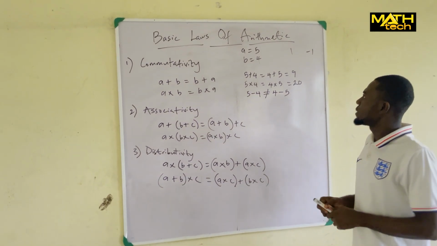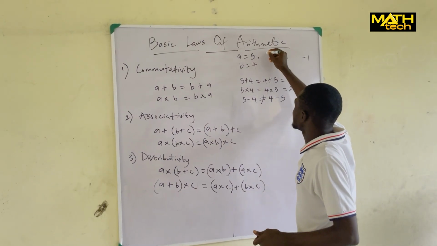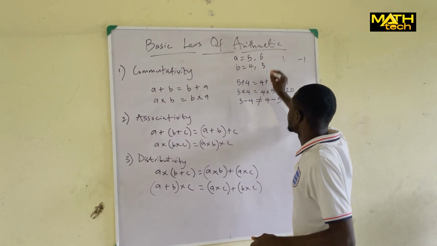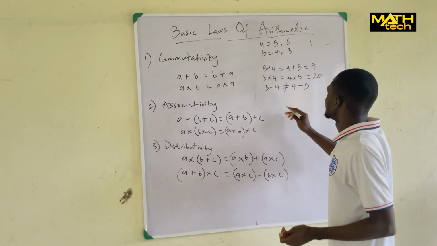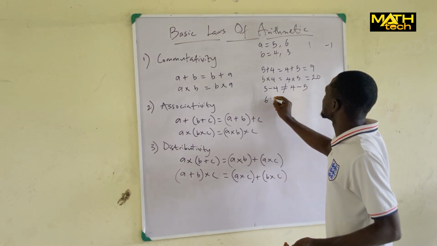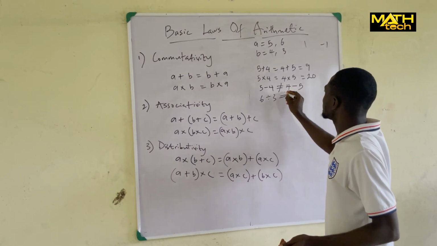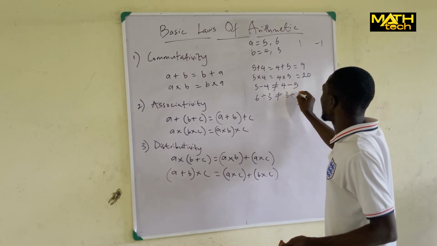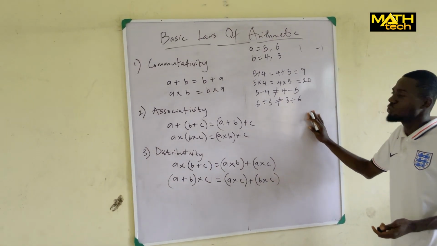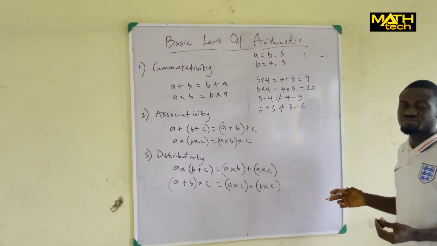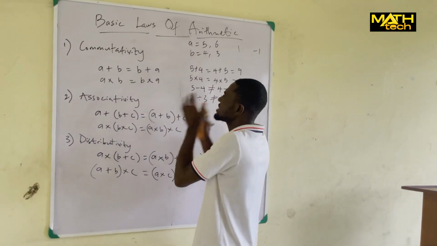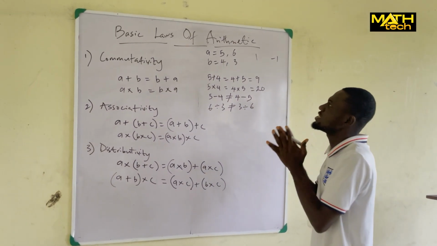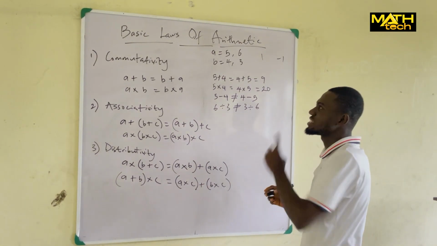No. So let me use another value. Let me say 6 and 3. Now 6 divided by 3 is not equal to 3 divided by 6. And we all agree with that. So that is just the concept of commutativity, and that is one of the laws of arithmetic.